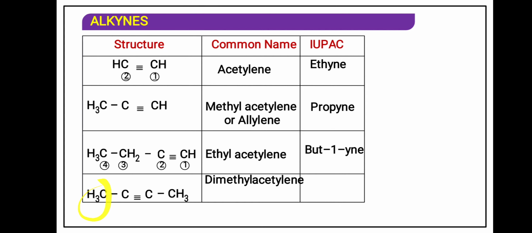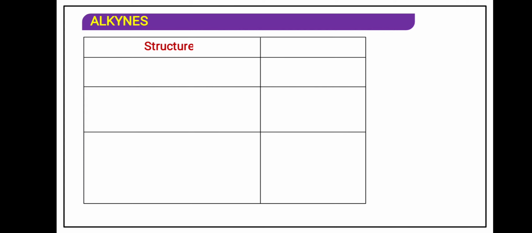Here, on either side of the triple bond there are 2 alkyl groups, so it will be methyl, that is dimethyl acetylene. It is also named crotonylene. But-2-yne. Commonly it is said, these are the common names.